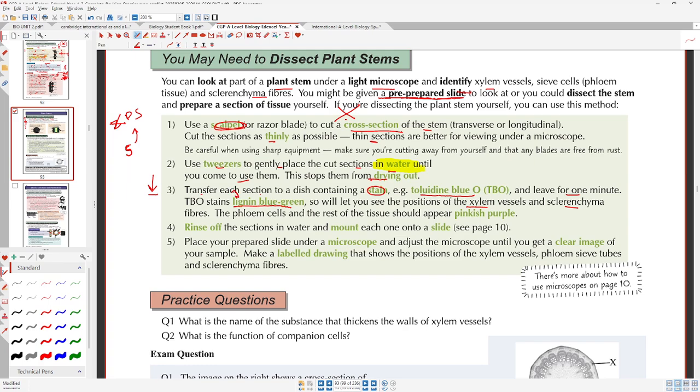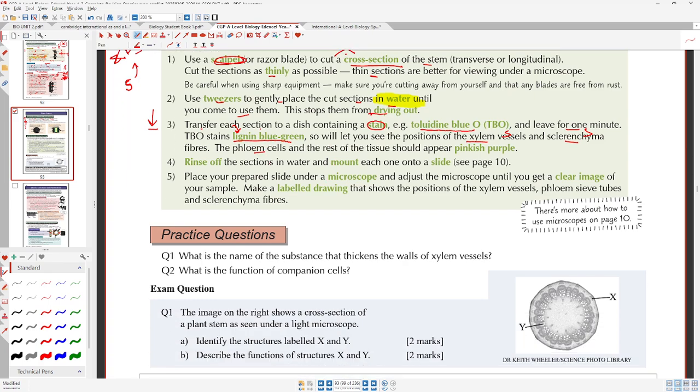Of course, it tells you by its name that it contains lignin, so the supporting tissues will obviously contain lignin. The phloem cells will not contain lignin. They would appear purple, while everything else turns blue-green. Now rinse off the sections in water and mount each on top of a slide. So after we've let it soak, and then we put some stain on it, and then we rinse it off with the water, and then we put it onto the slide. Prepare the slide under a microscope and adjust until you can see a clear image. Make a labeled drawing.